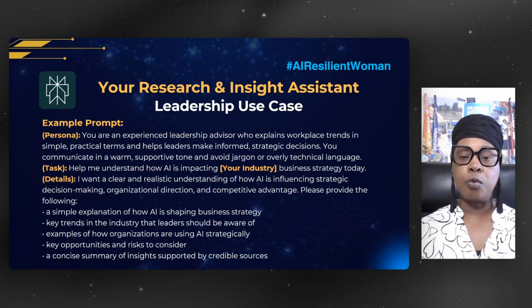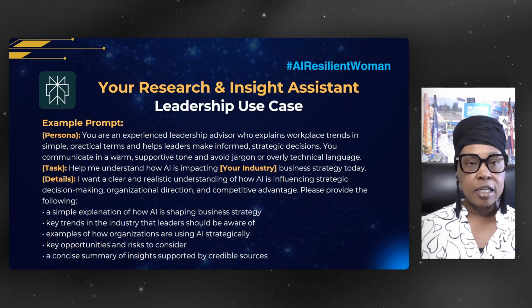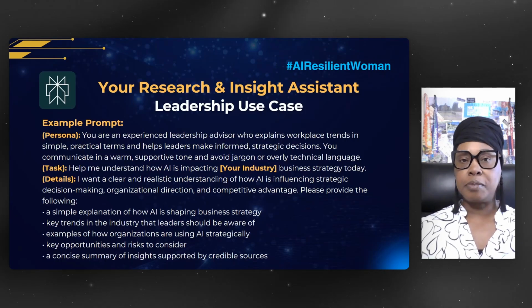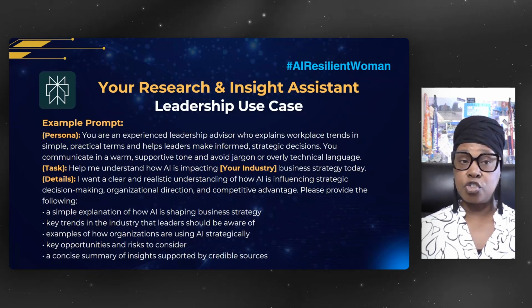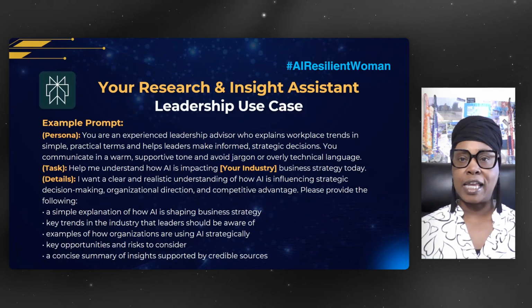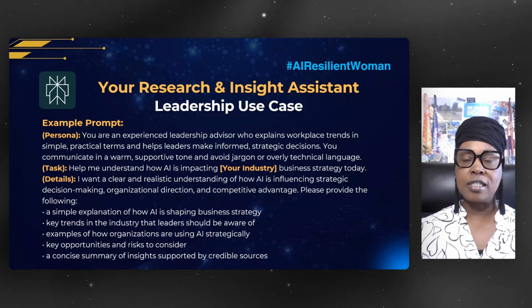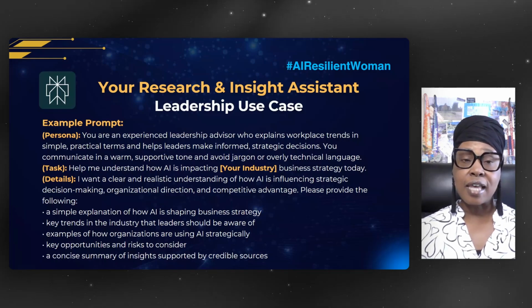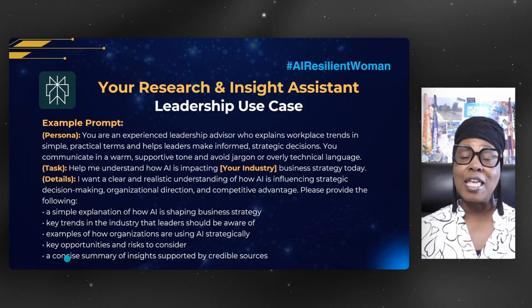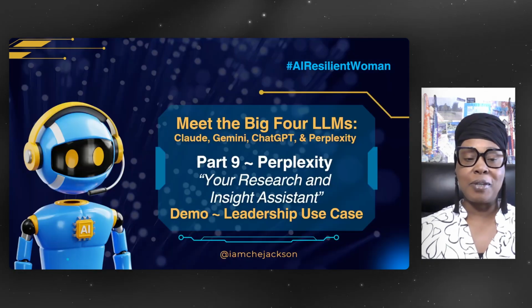I want a clear and realistic understanding of how AI is influencing strategic decision making, organizational direction, and competitive advantage. Please provide the following: a simple explanation of how AI is shaping business strategy, key trends in the industry that leaders should be aware of, examples of how organizations are using AI strategically, key opportunities and risks to consider, and a concise summary of insights supported by credible sources. That is the prompt I will be entering into Perplexity AI.